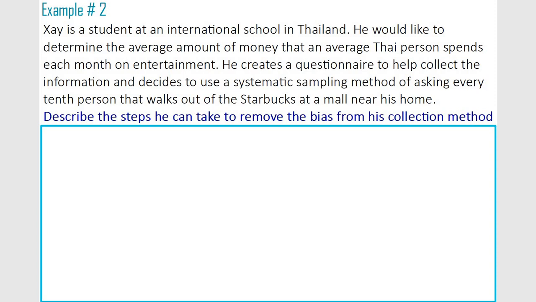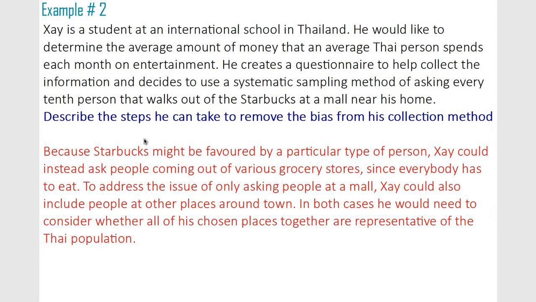Okay. So what can we tell him to do to remove the bias? All right. Well, what we can do is we could ask people coming out of grocery stores. Everybody's got to eat, right? And we could ask lots of people from different places around town. Okay. So the idea is we're trying to represent the entire population within our sample. So we don't want to only get the Publixes. I would get different grocery stores from all different parts of town.